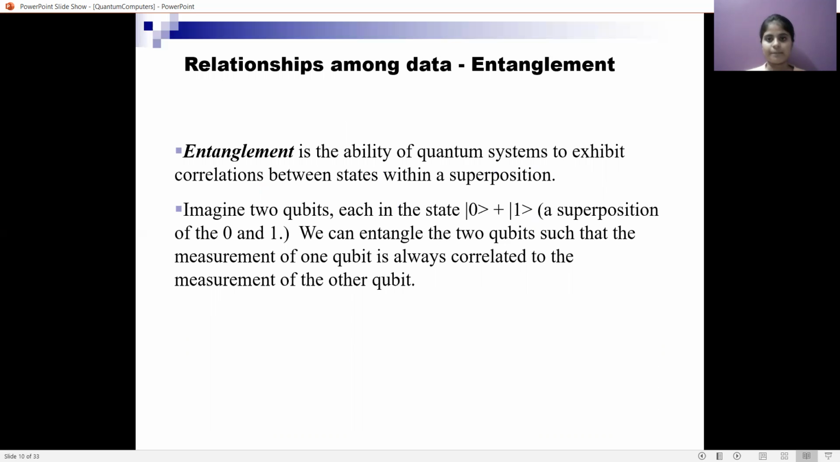Relationships among the data. Entanglement. Entanglement is the ability of quantum systems to exhibit correlations between states within a superposition. Let's imagine two qubits, each in the state of 0 plus 1, a superposition of 0 and 1. We can entangle the two qubits such that the measurement of one qubit is always correlated to the measurement of the other qubit.